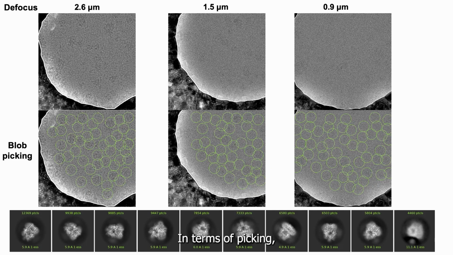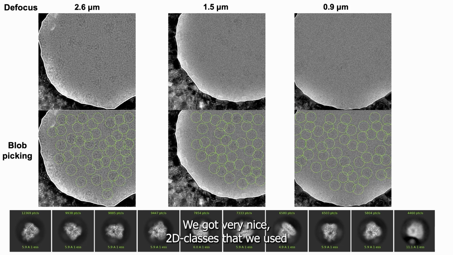In terms of picking, I will only show you the HexAuFoil. You can see some micrographs with different defocuses and their corresponding picks after a blob picking job. We found it very easy to adjust the picking threshold to remove the picks on the gold. And we also found it very interesting that we didn't have any picks close to the hole edge. At the bottom of the slide, you can see that the picking worked beautifully.